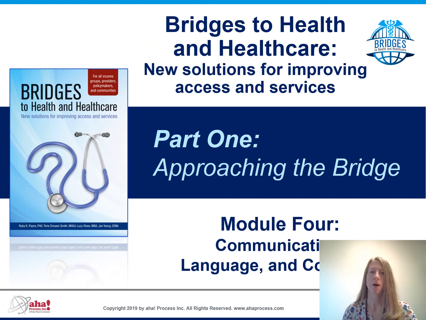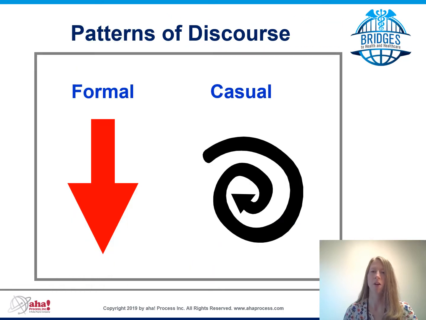Now that we're talking about the nuances of patient-provider relationships, let's talk about communication. Communication can be a barrier or a bridge, depending on how it's used. There are two general discourse patterns or ways of speaking. The formal story structure is expected at school, at work, and in other settings and organizations. It has a beginning, a middle, and end. It gets to the point.